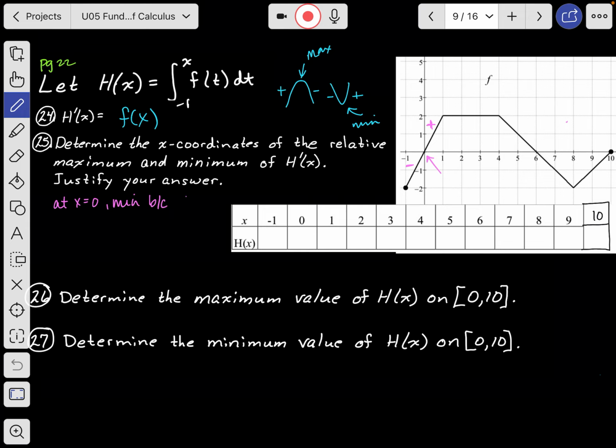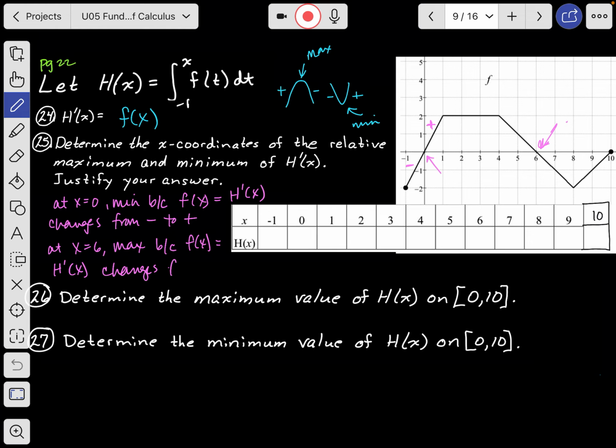And this is because f, which is the derivative of h of x, which equals h prime of x, changes from negative to positive. And then over here at an x value of 6, we have a max because f of x, which is h prime of x, changes from positive to negative. So we know where these max and minimums occur.